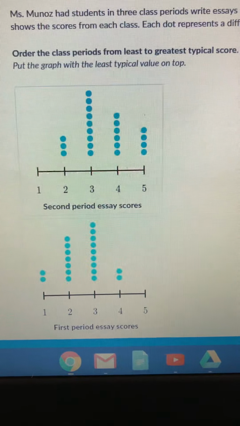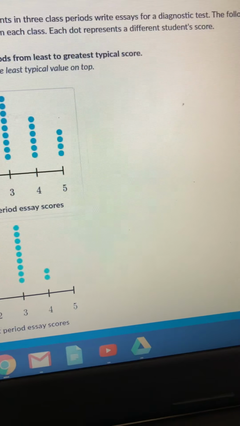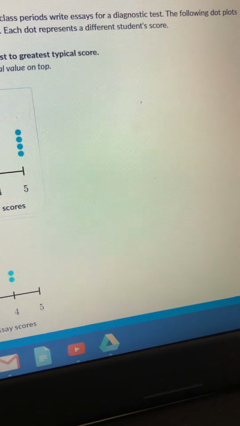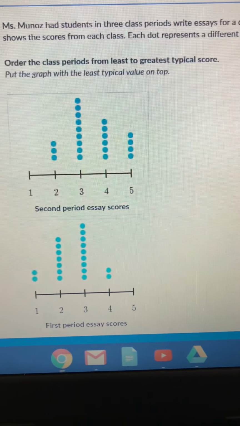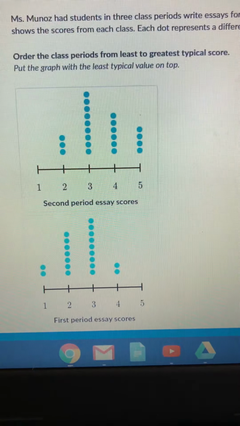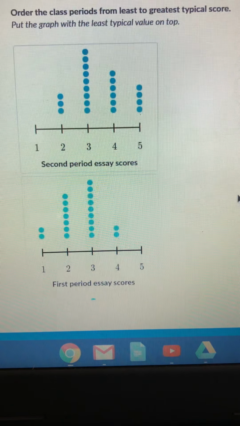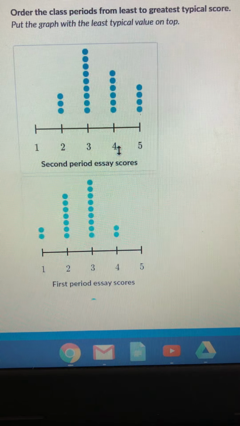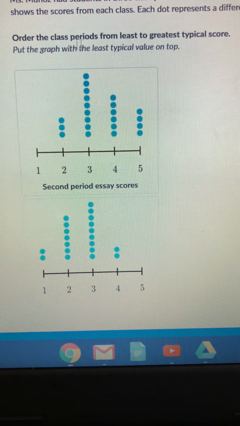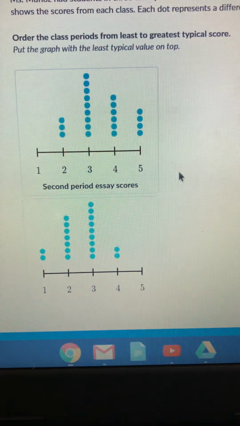So Miss Munoz had students in 3 class periods write essays for a diagnostic test. The following dot plot shows the scores from each class. Each dot represents a different student's score. So the directions say order the class periods from least to greatest typical score. So these are her second period essays. Nobody got a score of 1, 3 people got a score of 2. Again, the question says order the class periods from least to greatest typical score.